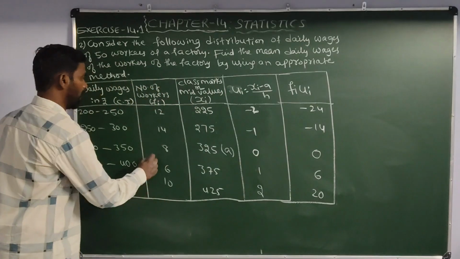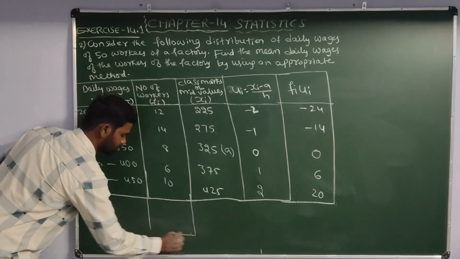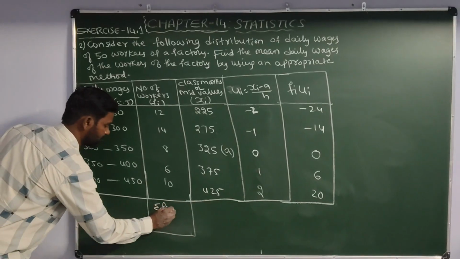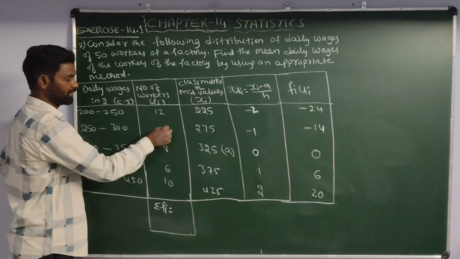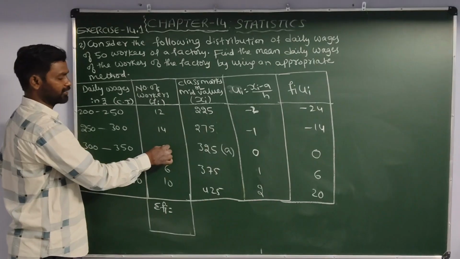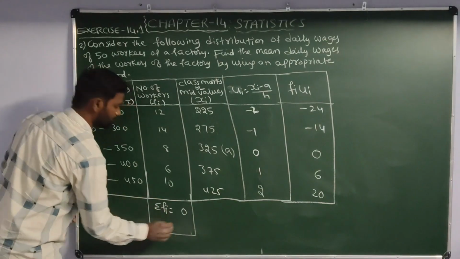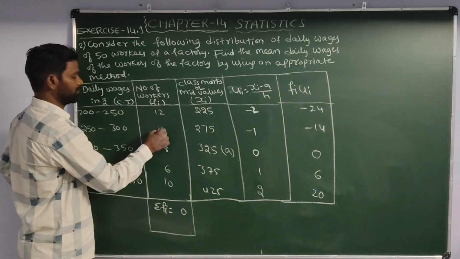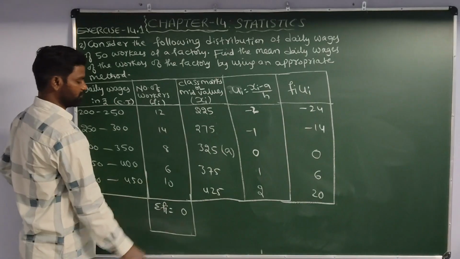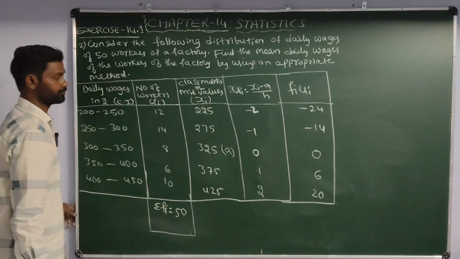Now add all the frequencies, sigma Fi. 2 plus 4, it is 6. 6 plus 8, it is 14. 14 plus 6, 20. 2 carry. 2 plus 1, 3. 3 plus 1, 4. 4 plus 1, 5. So it is 50.